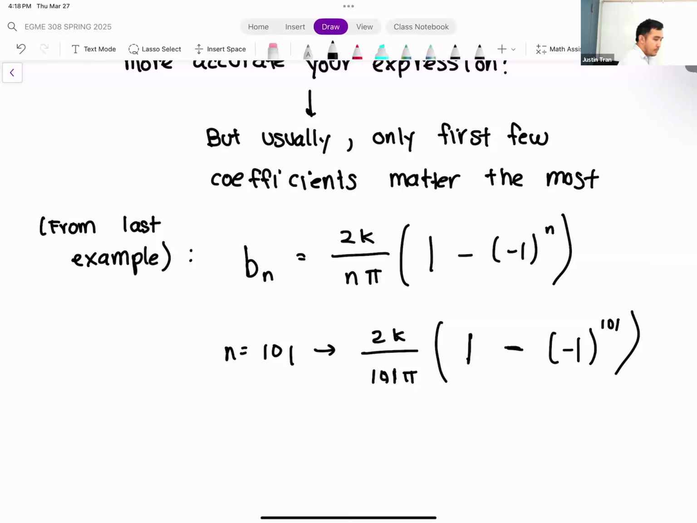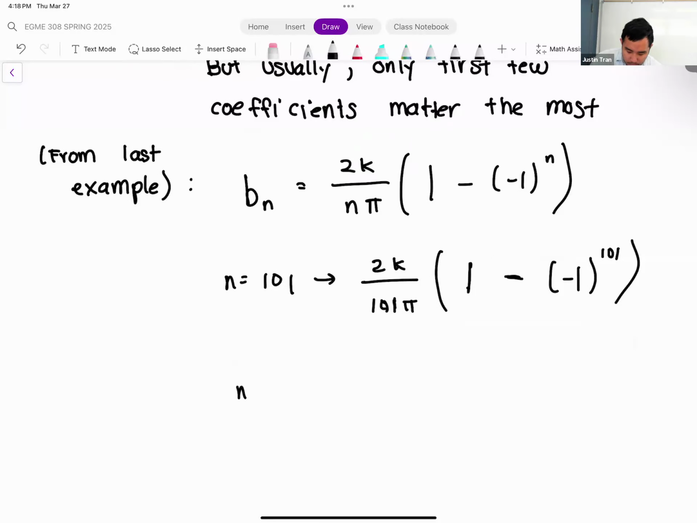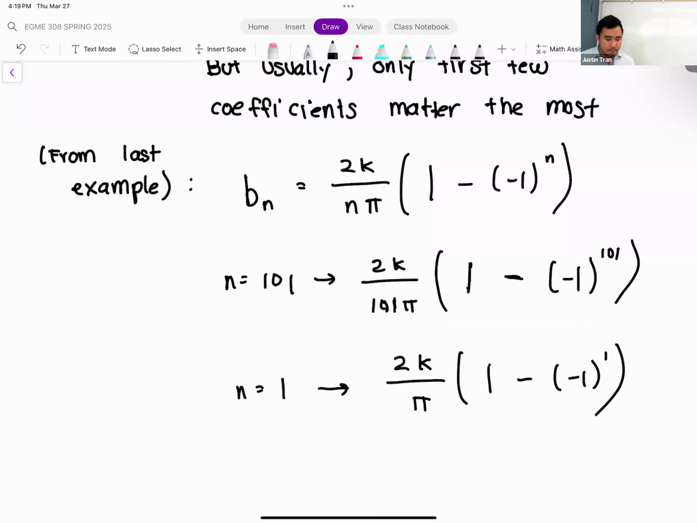If you look at this expression and compare it to n equal to 1, our n equal to 1 parameter is 2k over pi times 1 minus 1 to the first power. If you compare just the magnitudes of these two terms, you'll see that the n equal to 1 parameter is a lot bigger than the n equal to 101 one. That's because most coefficients will have this behavior where the magnitude of the coefficient starts to decay at higher values of n.